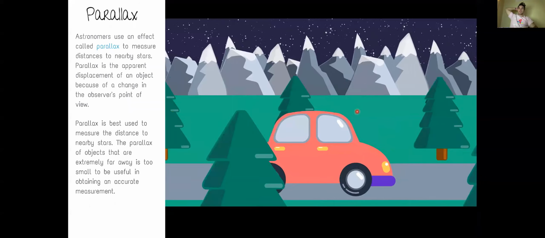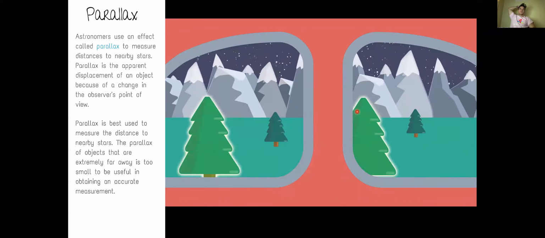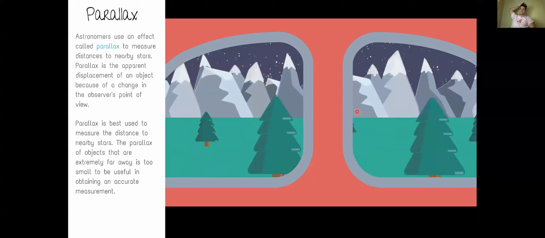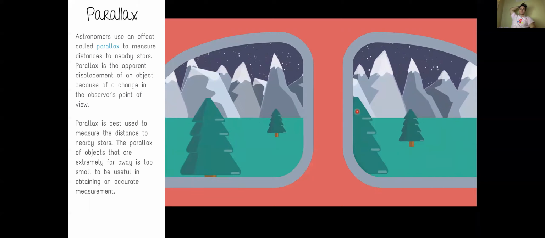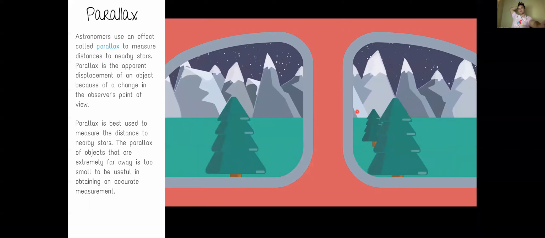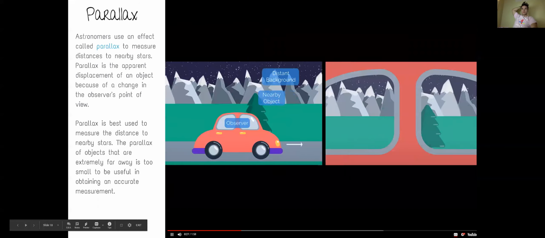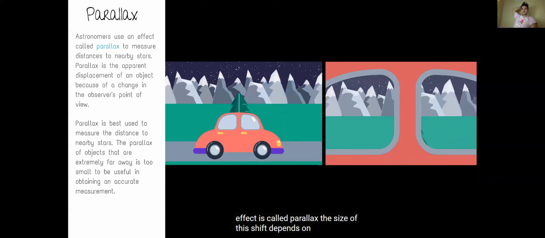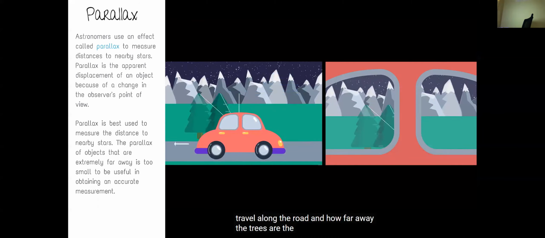Look at mountains and hills in the distance. If you have, you've probably noticed that while nearby trees quickly fly past the window, the mountains move much slower. In the far distance, the moon and the stars don't seem to move at all. As you move, objects closer to you, such as the trees, seem to shift position relative to more distant objects like the mountains. This effect is called parallax. The size of this shift depends on the distance you travel along the road and how far away the trees are. The closer they are to the road, the bigger the shift.